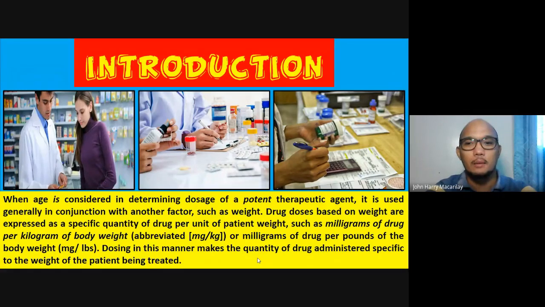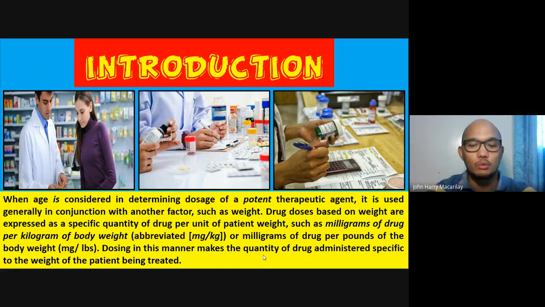Drug doses based on weight are expressed as a specific quantity of drug per unit of patient weight, such as milligrams of drug per kilogram of body weight, abbreviated as mg per kg, or milligrams of drug per pound of body weight, or mg over lbs. Dosing in this manner makes the quantity of the drug administered specific to the weight of the patient being treated.